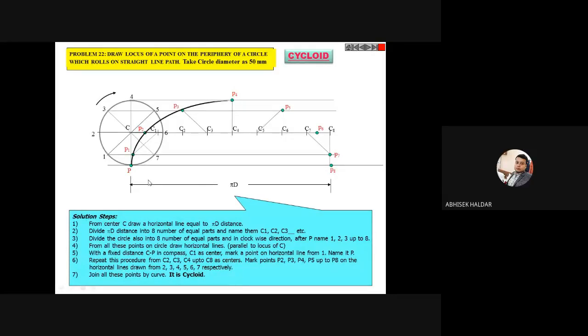Now if I join, I will get a curve something like this. This curve is known as your cycloid. Is that clear to everyone? Yes, sir. If you are still having any doubt, you can see the recordings, because I have to discuss something more. Yes, still I can take one question.